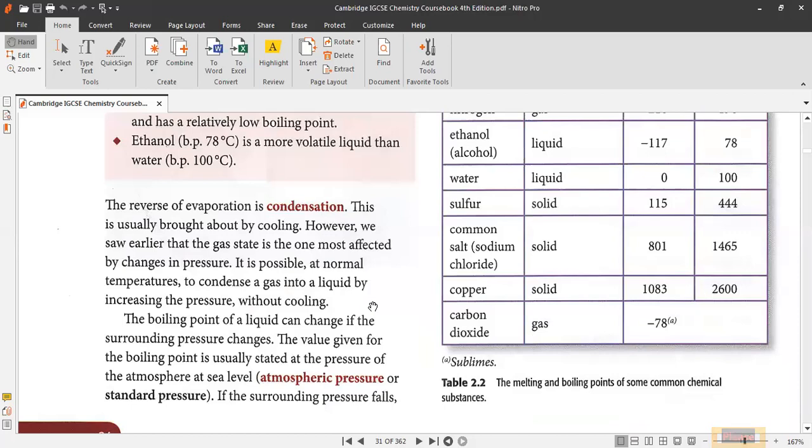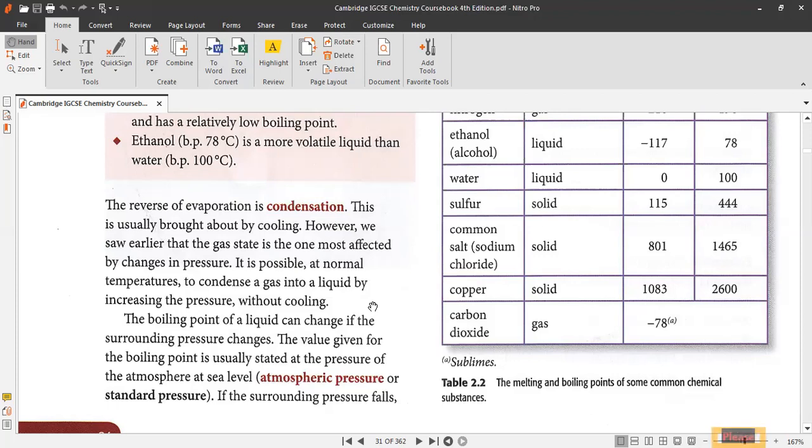However, we saw earlier that the gas state is one of the most affected by the changes in pressure because it is compressible. We compress the gas from a bigger volume to a smaller volume. Okay? So it is possible at normal temperatures to condense a gas into a liquid by increasing the pressure without cooling. Otherwise, by cooling it, the process can also be done in the same way.